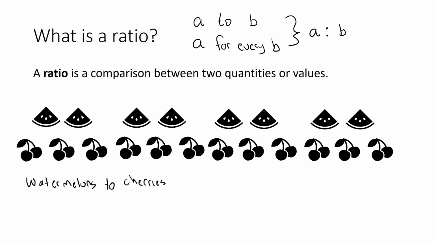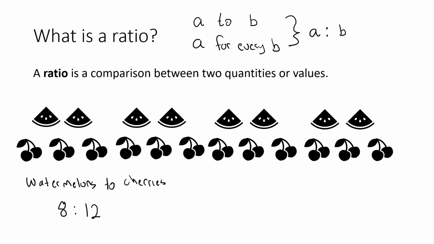We're going to count how many watermelons there are. There are 1, 2, 3, 4, 5, 6, 7, 8, so 8 watermelons. In cherries, there's 1, 2, 3, 4, 5, 6, 7, 8, 9, 10, 11, 12, so 12 cherries. So there are 8 watermelons to 12 cherries, or another way to think about it is for every 8 watermelons I have, I should have 12 cherries.